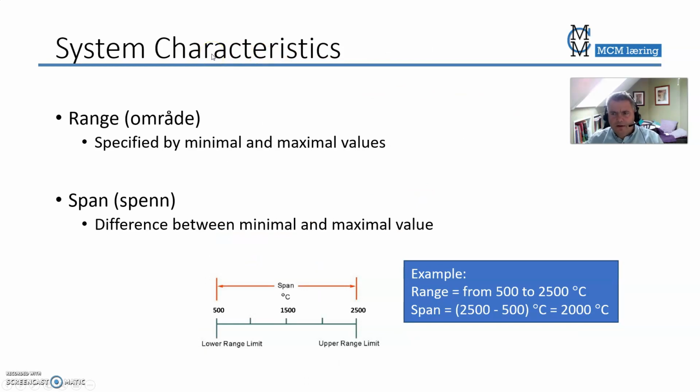We have to define a few properties, and one of them is range. In Norwegian, that would be område. It's specified by the minimal and maximal values, and also span, which is the difference between minimum and maximum. So here, for example, for this temperature meter, I would have a range that goes from 500 to 2500 degrees. So the span is 2000 degrees. That's the delta between the max and the minimum.